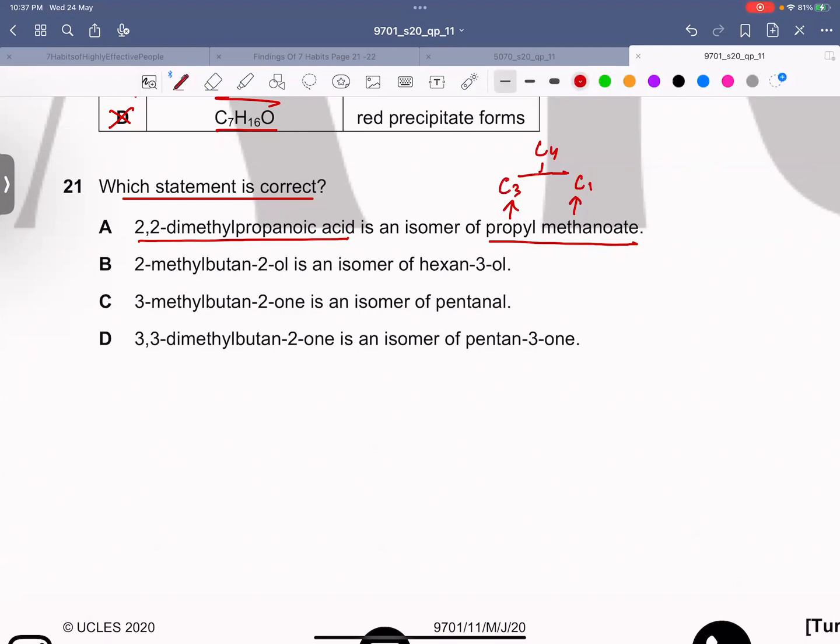See, the longest chain has 3 carbon atoms, but dimethyl tells me there are 2 CH3 groups, which means there are 2 more carbons. So there are 5 carbon atoms over here, and 4 carbon atoms over here. If the number of carbon atoms differs, how could they be isomers? So you don't need to draw it. You can easily figure it out from the statement.